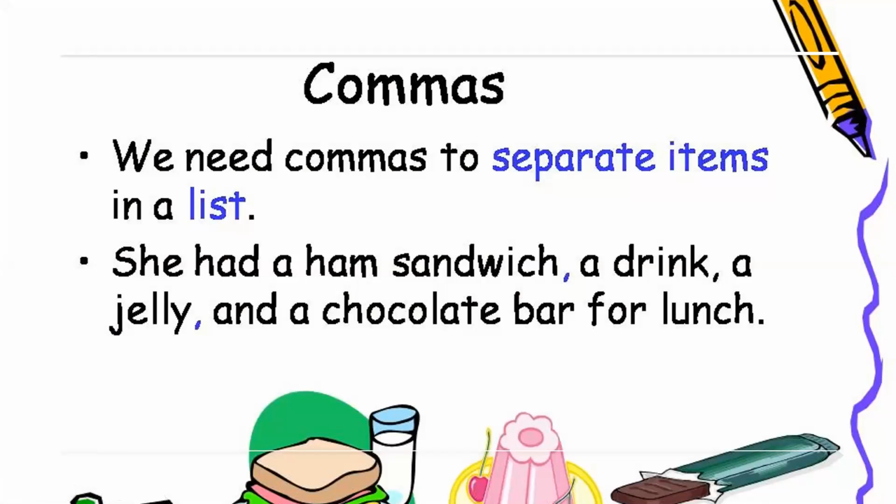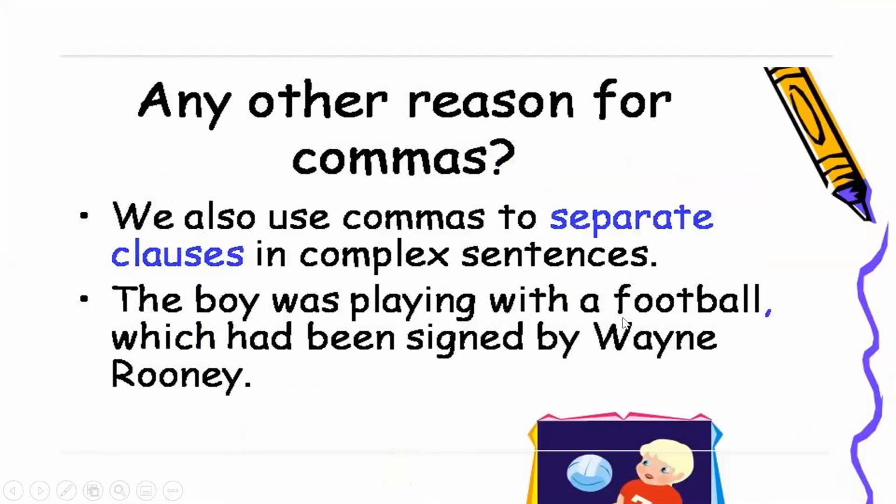We need commas to separate items in a list. If we have a lot of things together of the same kind, we separate them using a comma. She had a ham sandwich, a drink, a jelly, and a chocolate bar for lunch. There will be no comma after jelly, before "and", sorry. You don't put a comma there.